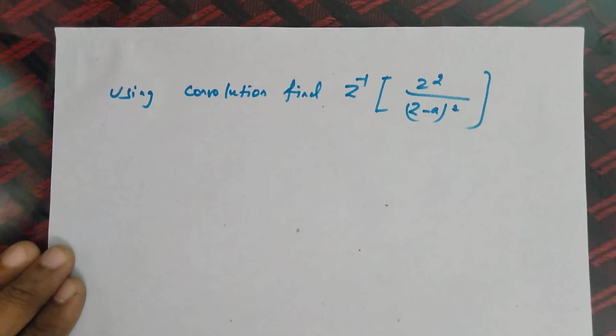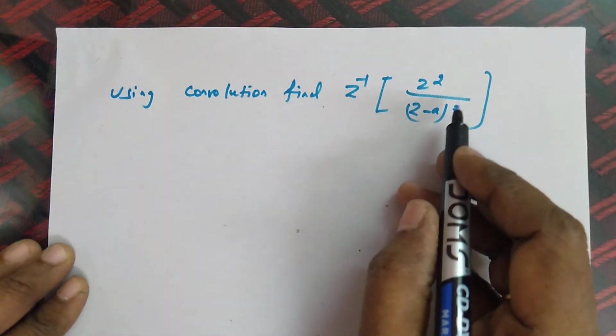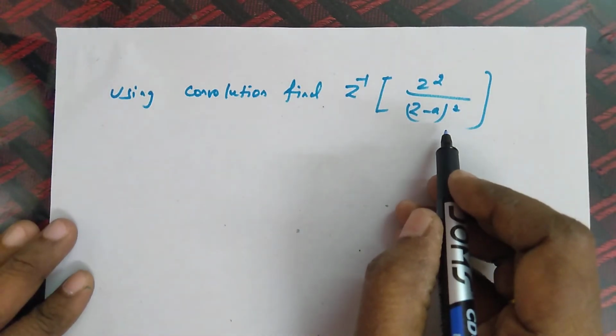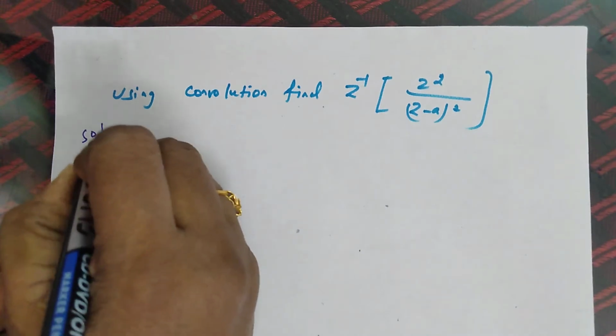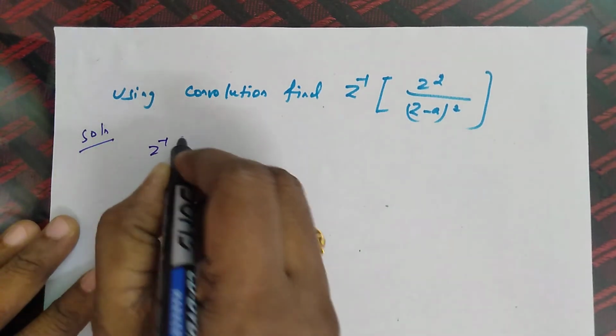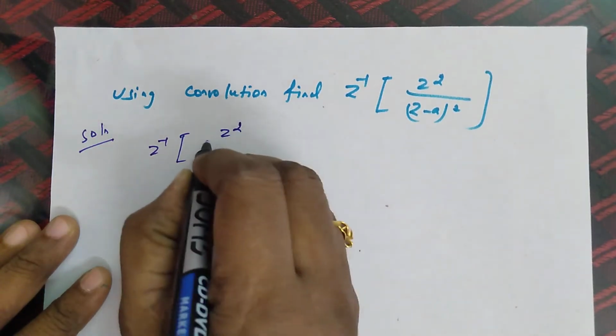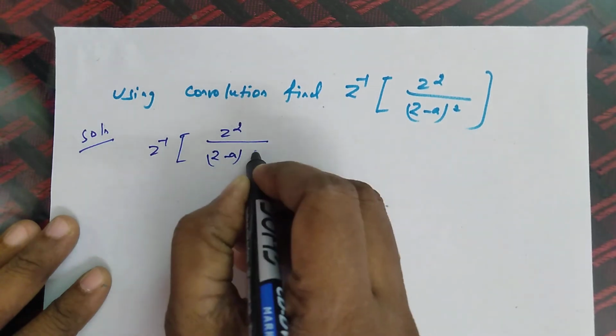Look at the next question. Using convolution, find z inverse of z square by (z minus a) the whole square. So we will start the solution. First we will write the given z inverse of z square by (z minus a) the whole square.